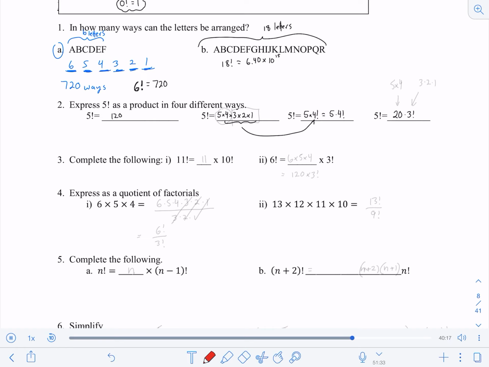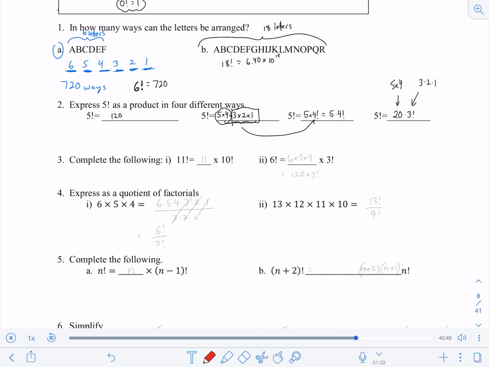Now, at first glance you might ask, how did you get 20? Well, I just chose the first 2 there and said, okay, 5 times 4 is 20, and then all that's left is this 3 factorial. There's the 5 times 4, and there's the 3 times 2 times 1, the 3 factorial. So there are lots of different ways I could write this, but there it is.